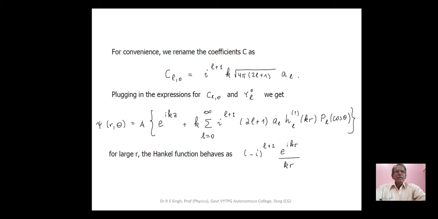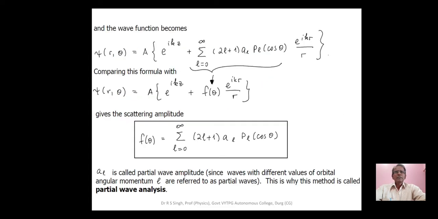For large r, the Hankel function behaves as minus i to the power l+1 exponential ikr upon kr. This gives a scattering amplitude f(θ) equal to summation over l from 0 to infinity (2l+1) A_l P_l(cos θ). A_l is called the partial wave amplitude, since waves with different values of orbital angular momentum l are referred to as partial waves. This is why this method is called partial wave analysis.